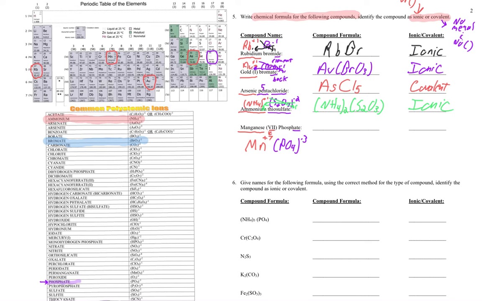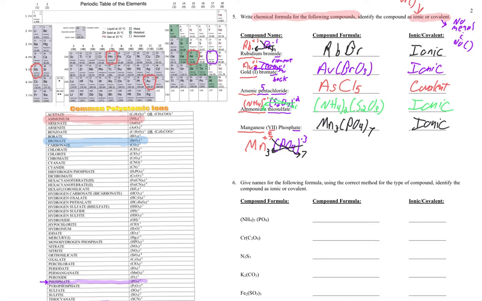Crisscross the numbers from the charges. All right, there's that highlighter on phosphate if you're still looking for it. This 7 comes to the outside of the phosphate parentheses, meaning I need 7 phosphates. I don't change the O4. I need 3 manganeses. So Mn3, PO4 in parentheses with a 7. Manganese is a metal. I see parentheses, so it is definitely ionic.